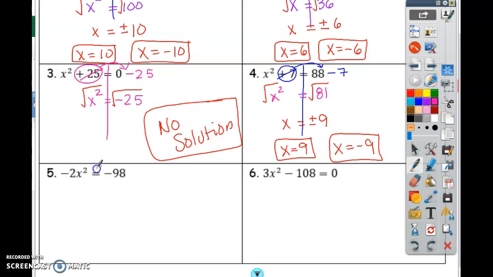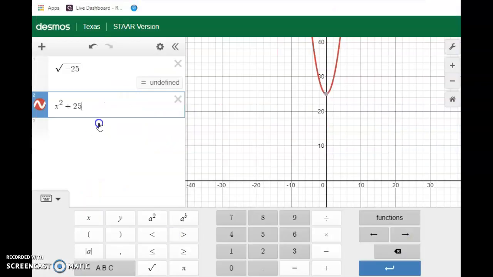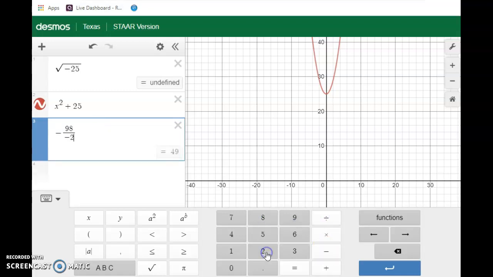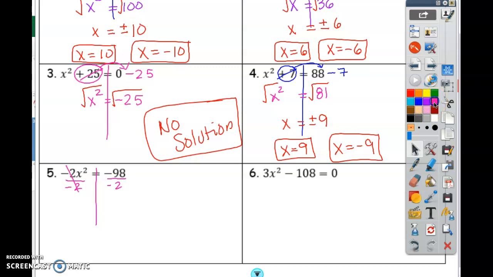Right here. Because this is already moved over, now we have to divide both sides by negative 2. So that I can cancel that negative 2. So what's negative 98 divided by negative 2? Negative 98 divided by negative 2 is 49. Perfect, because that's what I wanted. So now I have x squared equals 49. What's the last step?